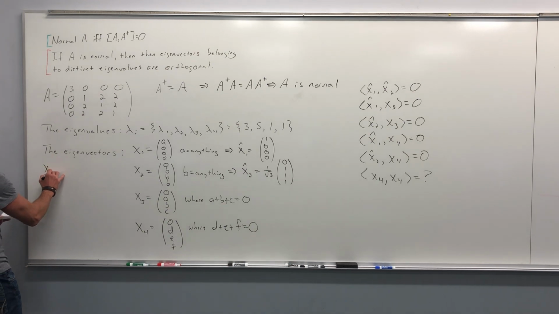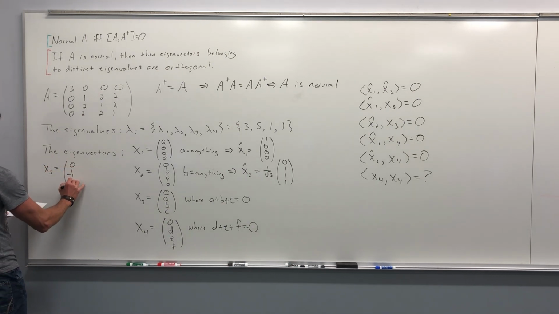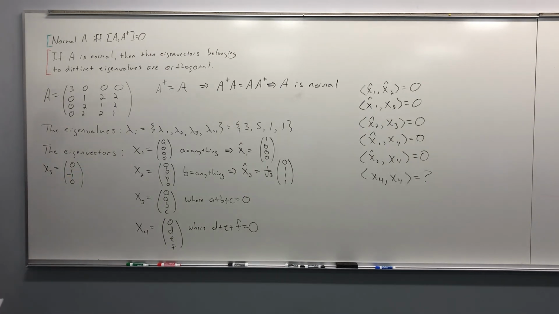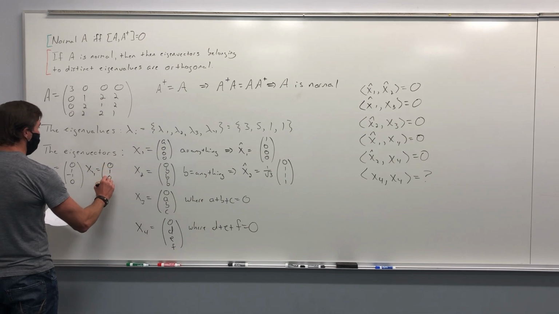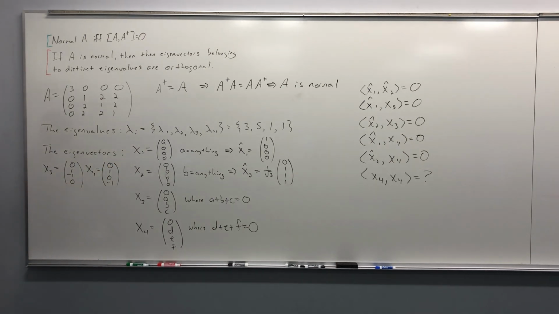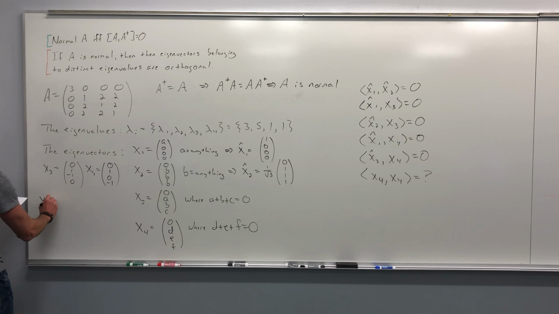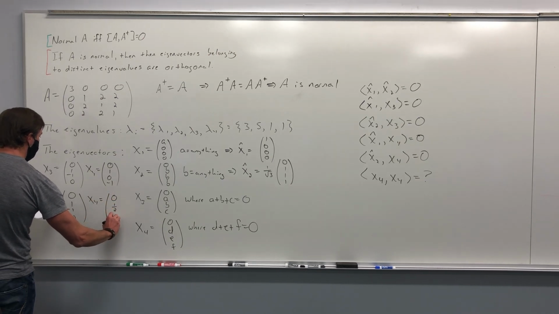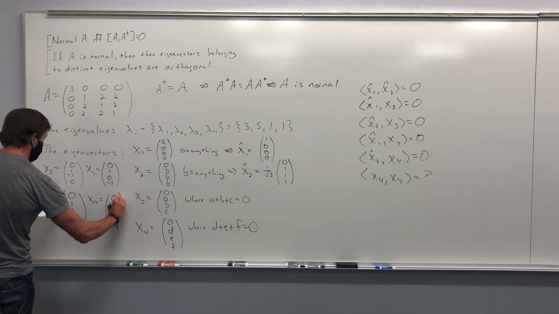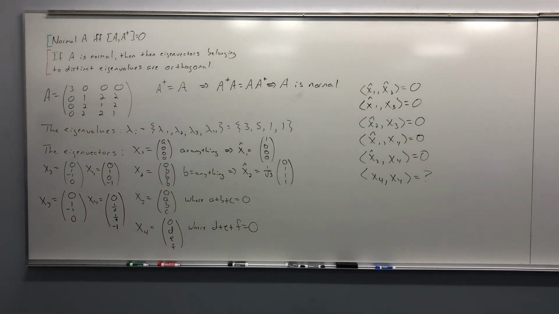We could take x3 to be 0, 1, minus 1, 0, and take x4 to be 0, 1, 0, minus 1. In this case, is x3 orthogonal to x4? Sam? No, they are not. The inner product gives you 1. However, what if I take x3 to be 0, 1, minus 1, 0, and x4 to be 0, 1 half, 1 half, minus 1? Then they are. Okay?